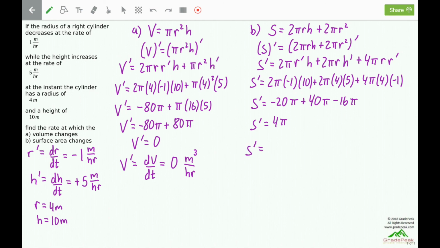Therefore, S prime, or dS dt, is coming out to 4 pi. So the surface area is changing. It's a positive, therefore it's increasing. This will have units of surface area, units of area. Area is always length squared. We're in length of meters here, so meters squared over time, which is in hours, 4 pi meters squared per hour.